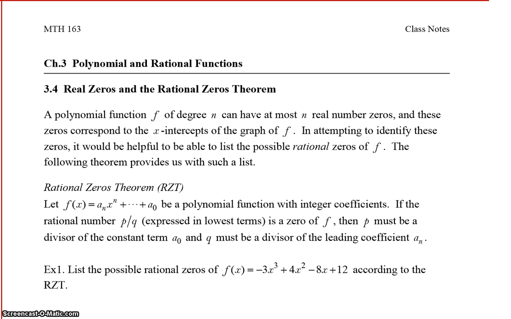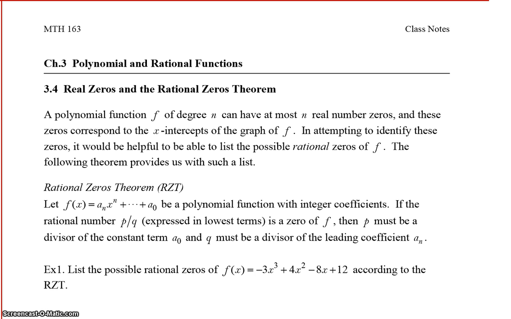And in finding zeros, it's basically equivalent to solving an equation. So we're really looking for solutions of equations. The following theorem provides us with such a list of possible rational zeros. And this is the rational zeros theorem, or RZT for short.